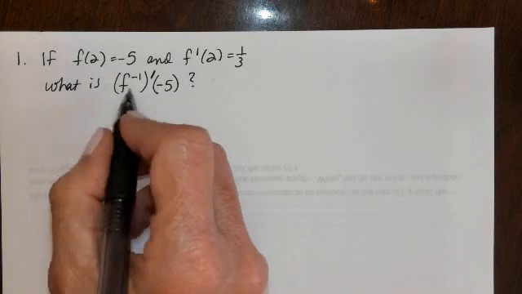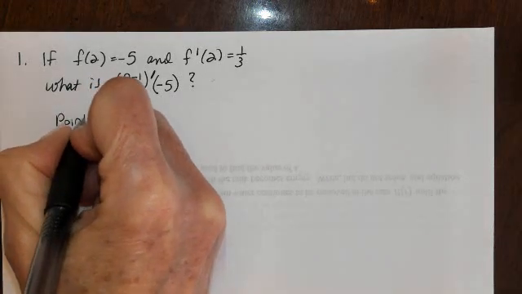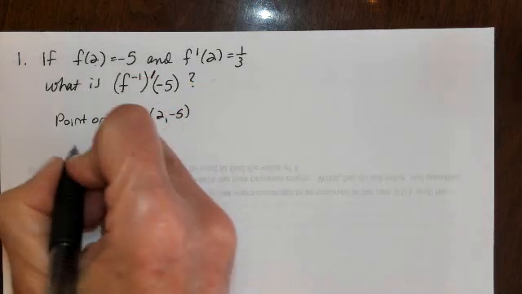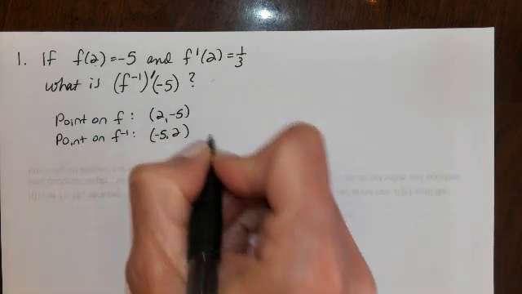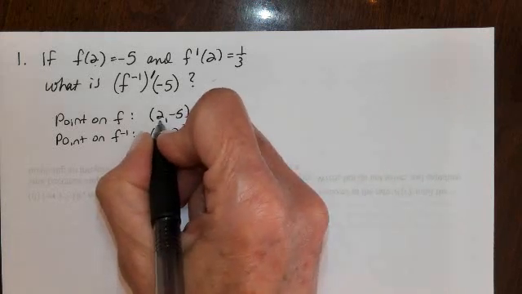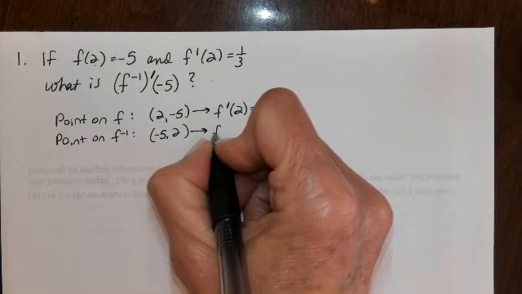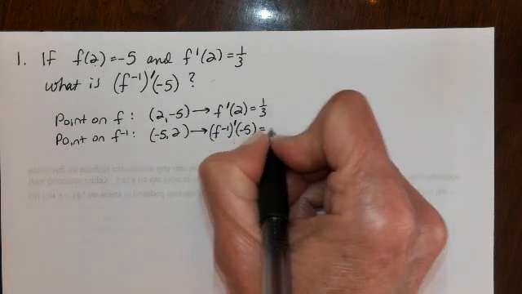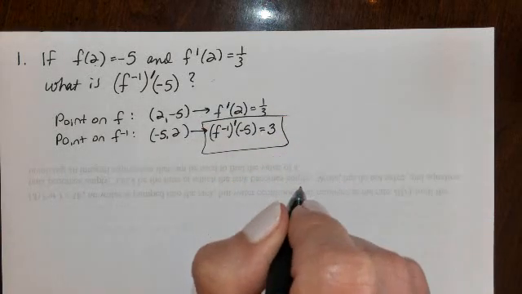So, let's think about this. First of all, let's think about these corresponding points. What are the corresponding points? Well, the point on f is (2, -5). They gave us that. Therefore, what is the point on f inverse? Well, that must be (-5, 2), right? So they gave me that f prime at its x value is 1/3, and they are corresponding points, so the derivative of f inverse at its x value is just the reciprocal of 1/3, and the reciprocal of 1/3 is 3. Just the reciprocal.